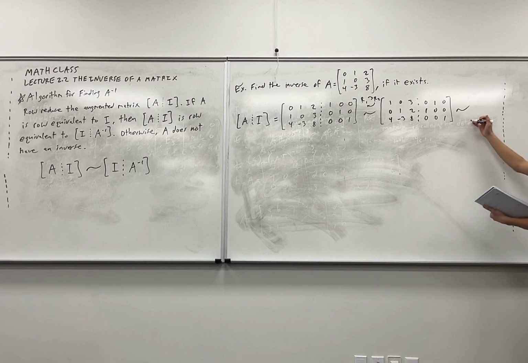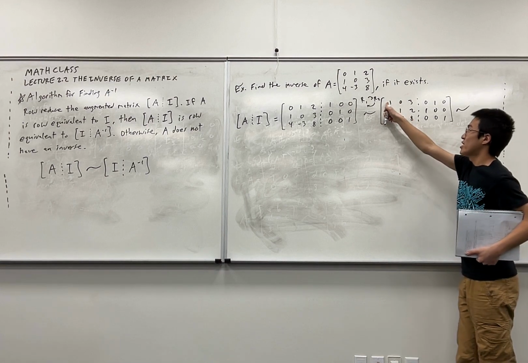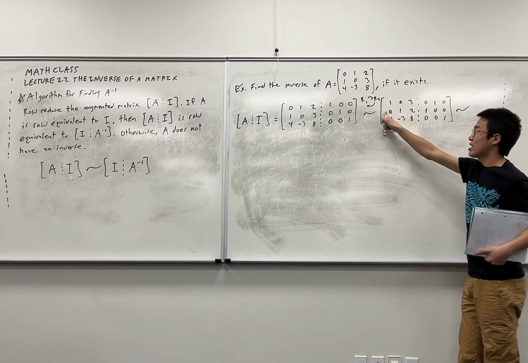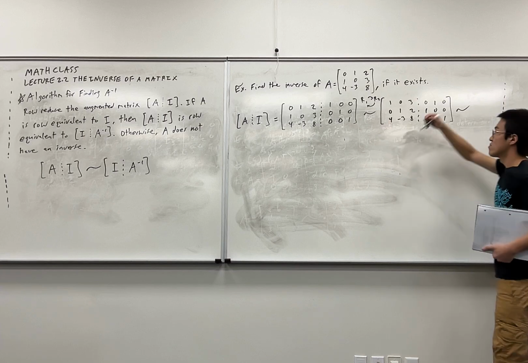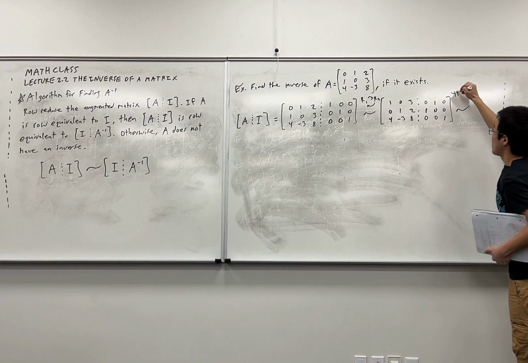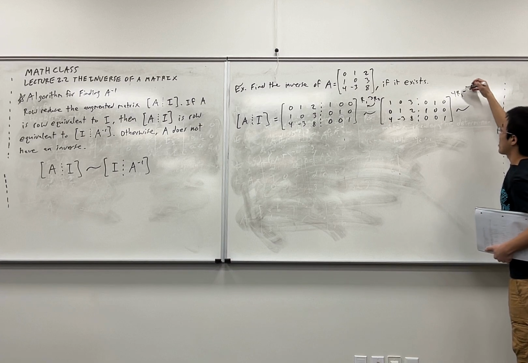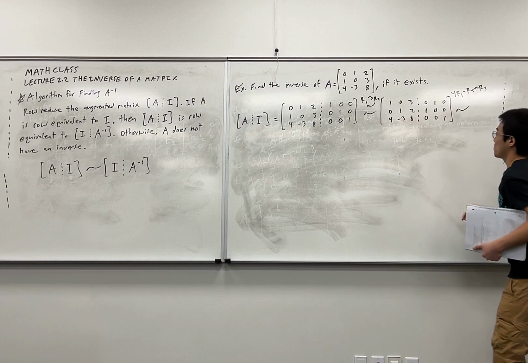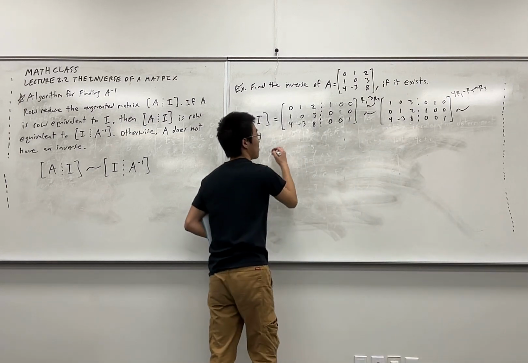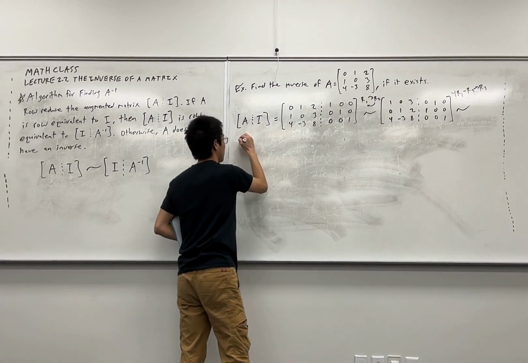Okay. What else can I do? Well, we want identity. I have a 1 here. That's already zeroed out. Let's get rid of this 4. I can do that by just taking 4 times R1 and subtracting R3 from it, and then replace R3. So 4 minus 4 will give me 0 as desired.